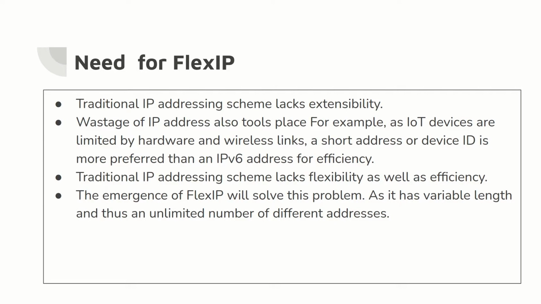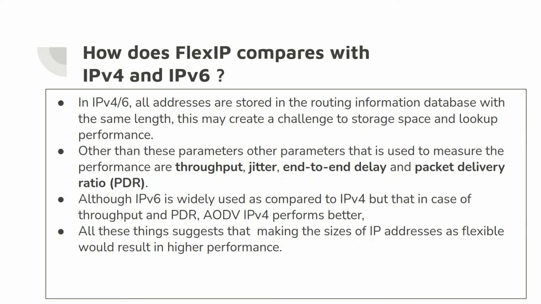But due to the variable length of flexible IP, the conventional routing addressing scheme based on lookup tables cannot be used in the case of flexible IP. Now let us look at certain parameters on which flexible IP performs better than traditional IP addressing. In the traditional IPv6 or IPv4 addressing scheme, addresses are stored in the routing table with data of fixed length so that routers can achieve efficient mask matching and addressing. But at the same time, it costs us huge space and creates a great challenge in lookup performance.